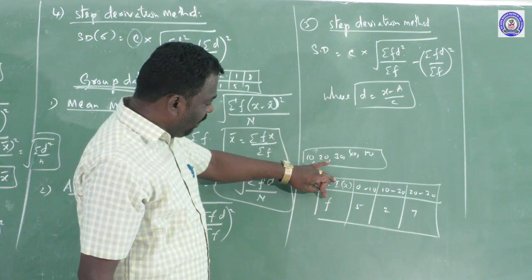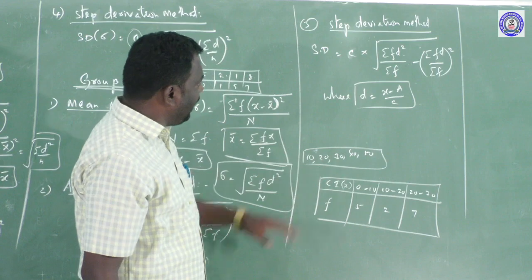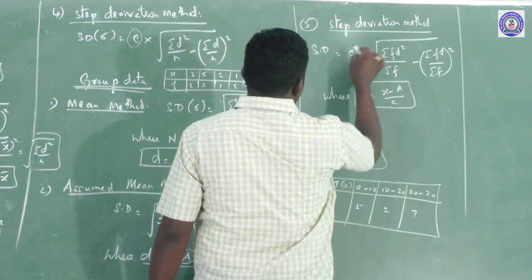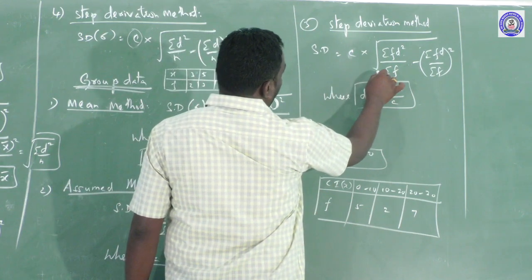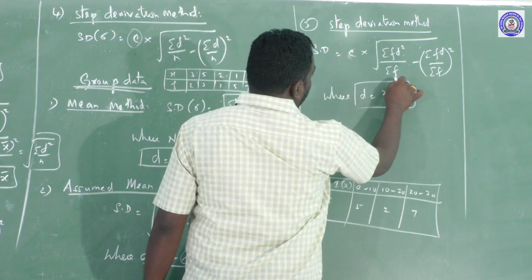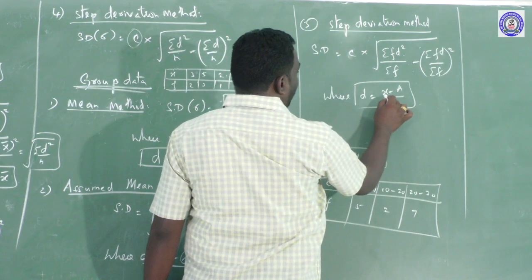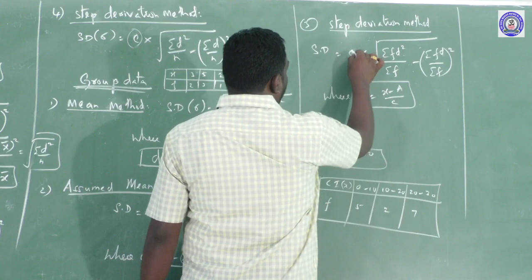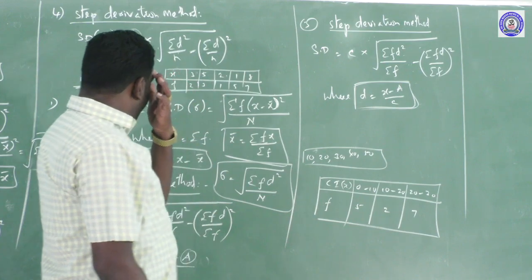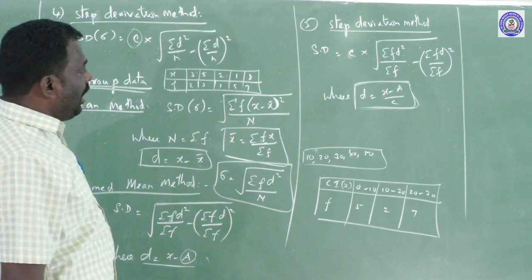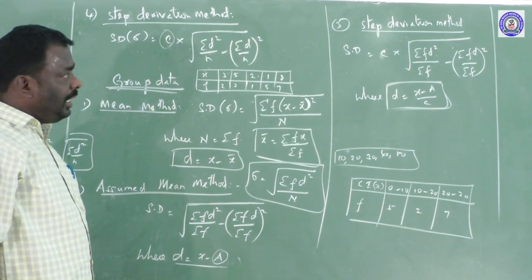After that, the frequency f and x are given, so it is called grouped data. For this data, we apply the step deviation method to find the standard deviation: sigma equals c times the square root of summation f d square by summation f minus (summation f d by summation f) whole square. Here d equals (x minus a) by c. We multiply by c here because we divided by c in the deviation. This is how we apply the step deviation method to find the standard deviation in grouped data.